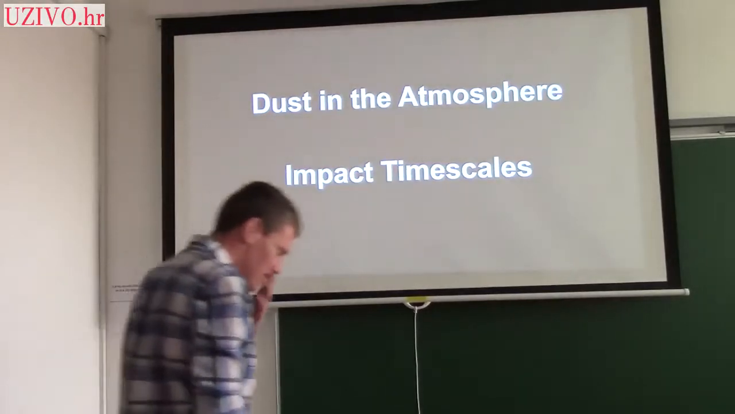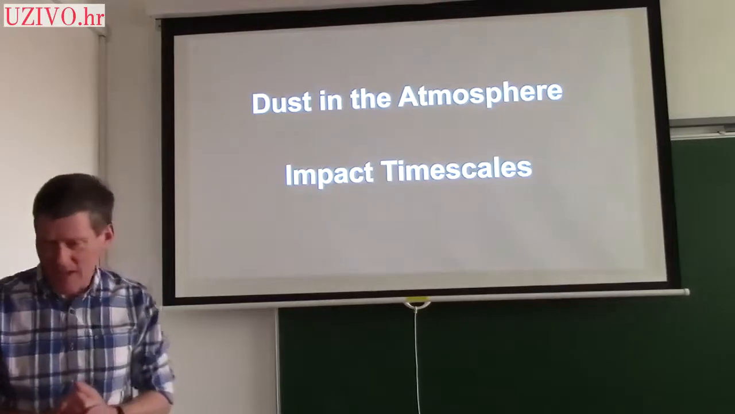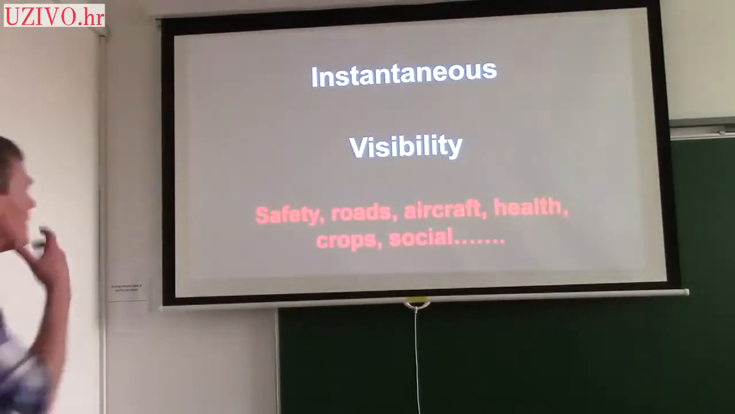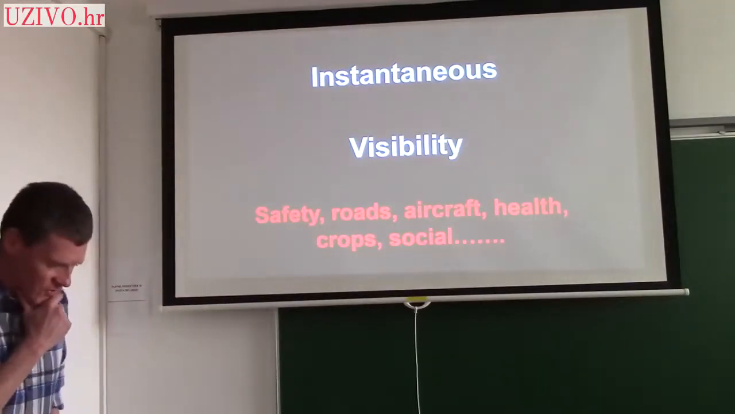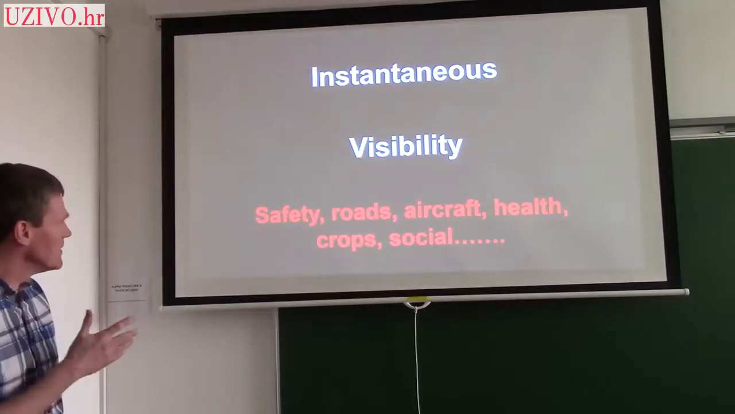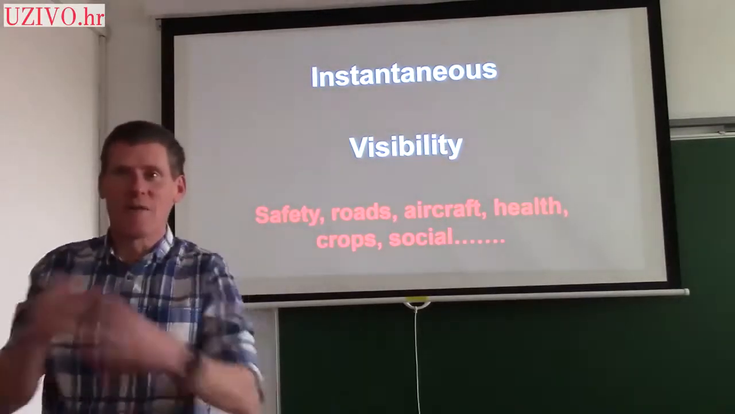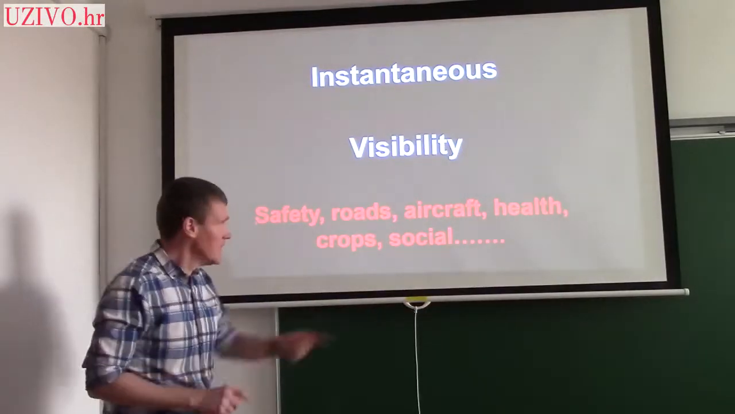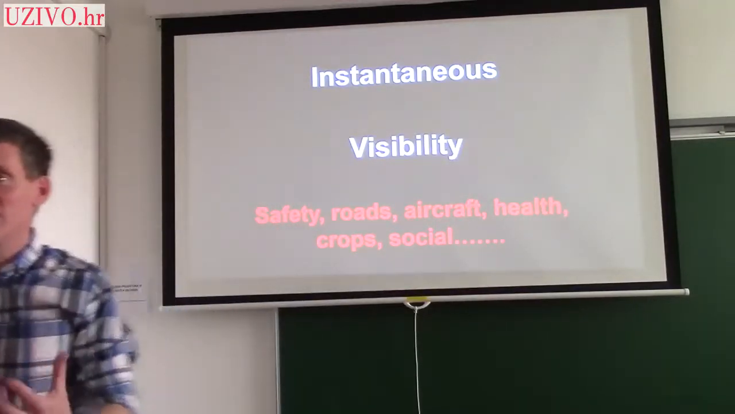So thinking about dust, and we've already talked about some of the different timescales that we're thinking about, but I'm going to start thinking about just timescales. So instantaneous timescales. If you have a dust storm where there's a big centre of population, suddenly there's more car accidents. So now we're thinking about a social impact: car accidents, people going to hospital, aircraft are grounded, people with breathing problems. So the effects are very, very quick.